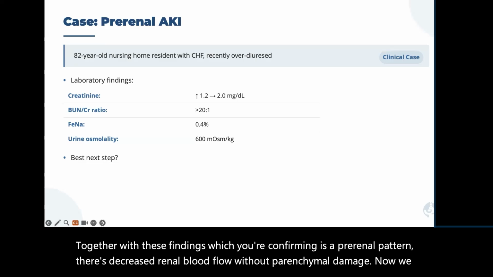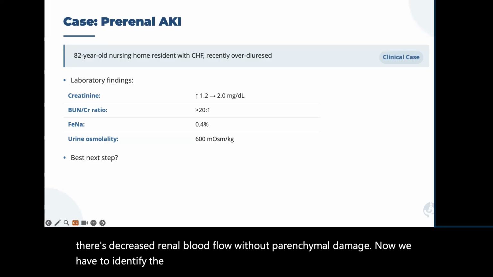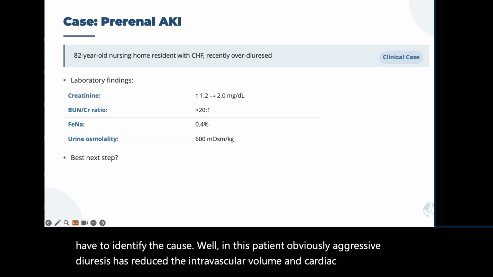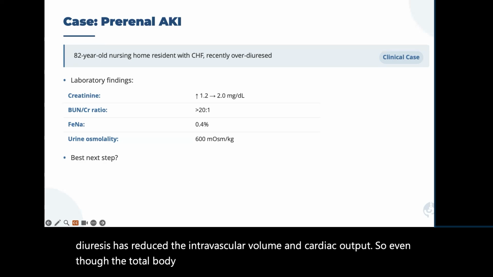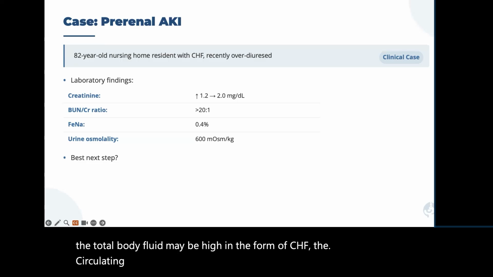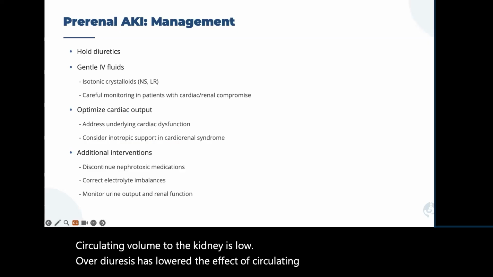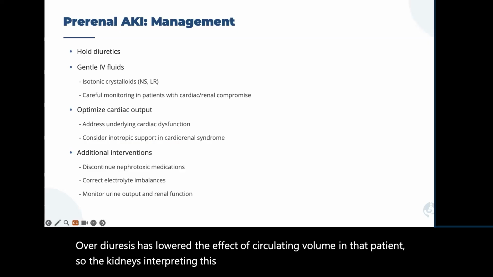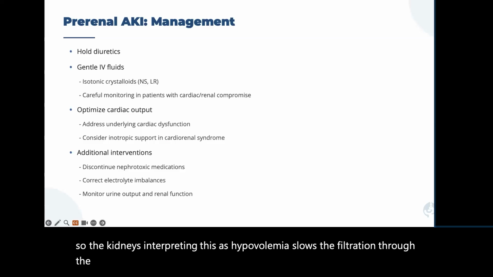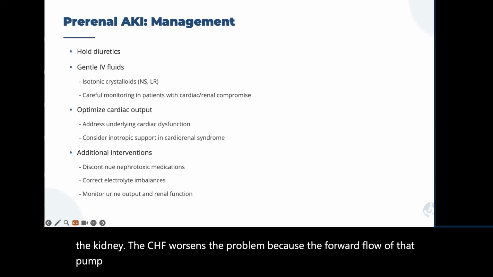Now we have to identify the cause. Well, in this patient, obviously, aggressive diuresis has reduced the intravascular volume and cardiac output. So even though the total body fluid may be high in the form of CHF, the effective circulating volume to the kidney is low. Over-diuresis has lowered the effective circulating volume in that patient. So the kidney's interpreting this as hypovolemia and slows the filtration through the kidney. The CHF worsens the problem because the forward flow of that pump is also impairing kidney perfusion.